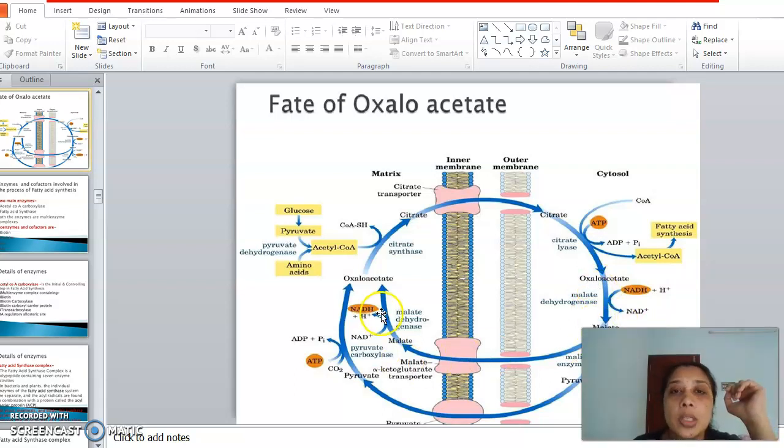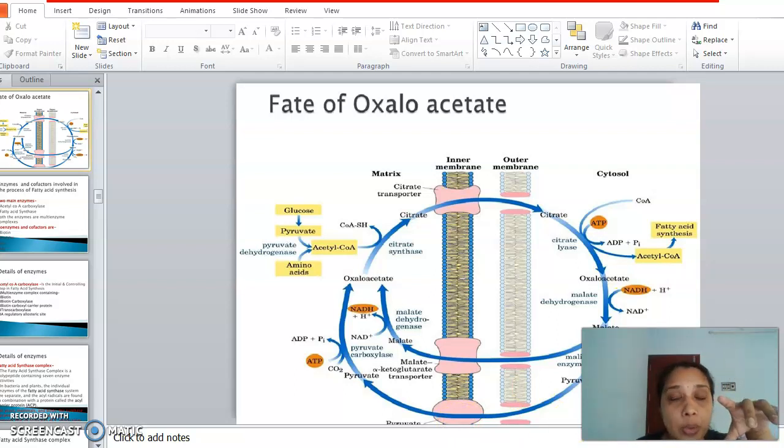Malate itself can cross the IMM and reach the mitochondrial matrix, or there is no other alternative route. Malate can be converted into pyruvate so that NADPH is produced. Again, this route is the preferred route because fatty acid biosynthesis requires NADPH as a coenzyme, right? So this NADPH is obtained from the conversion of malate to pyruvate by the enzyme malic enzyme.